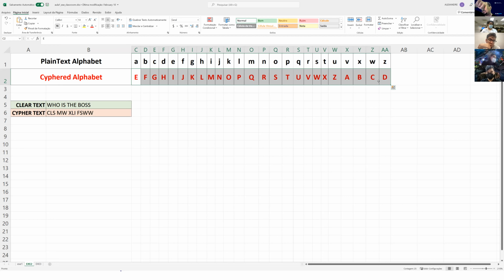Because when you cipher, you take the letter here in the clear text and find the cipher text. When you have the cipher alphabet, you look for the letter in the cipher alphabet and translate it to the clear text. Did you understand what I did?